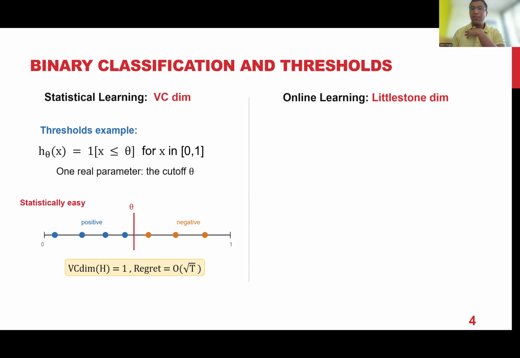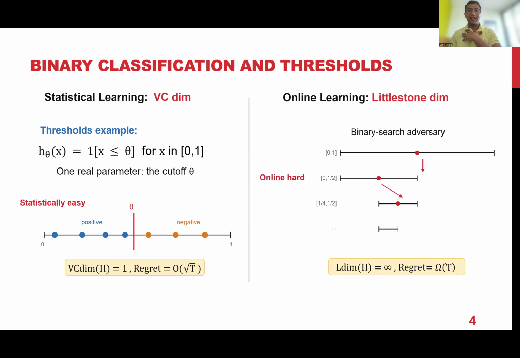In contrast, when we go to the online learning world, the threshold turns out to be already very bad. I claim that the regret of any algorithm in this online learning model, even for thresholds, has to pay omega t, linear in t, where T is the number of rounds. So what's the counterexample? What's the bad example? It's basically some kind of binary search.